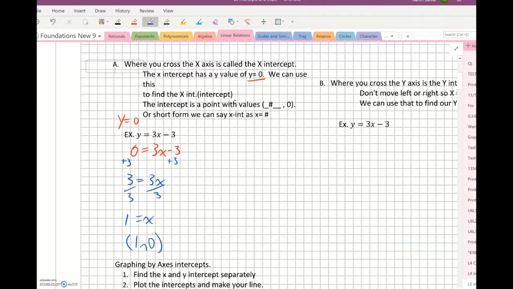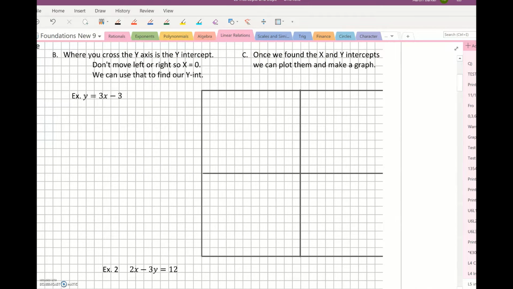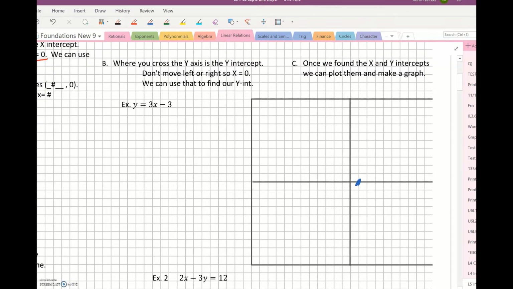Now we can do the same thing. That is a point that we can plot, (1, 0) right here. Then we're going to find our y-intercept by making x equals 0. We substitute that in. We get y equals 3 times (0) minus 3. Always use brackets when you substitute. What's 0 minus 3? Negative 3. So the intercept is the point (0, negative 3). If we have (0, negative 3), that's down here.